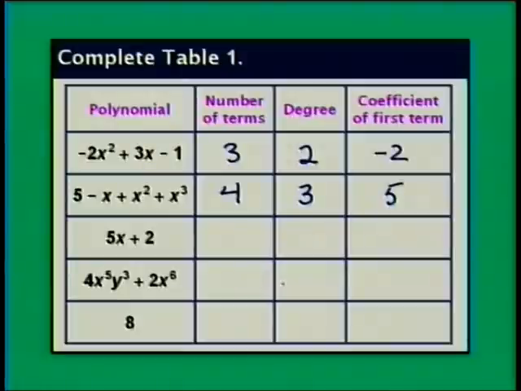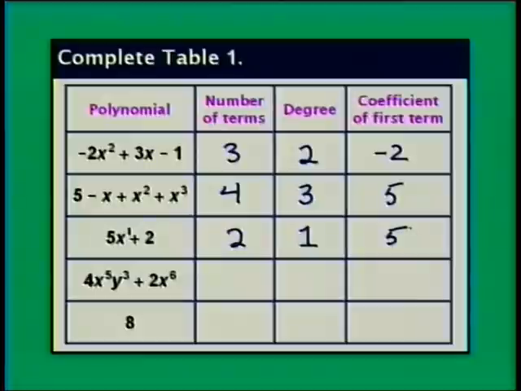term. The next polynomial, 5x plus 2. That has 2 terms. This is a first degree polynomial. I could think of an exponent of 1 on this x. This is just a linear expression. The coefficient on the first term is 5.